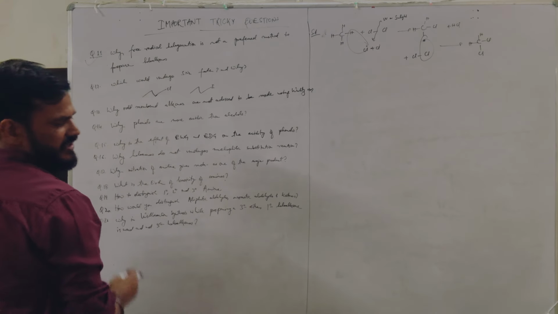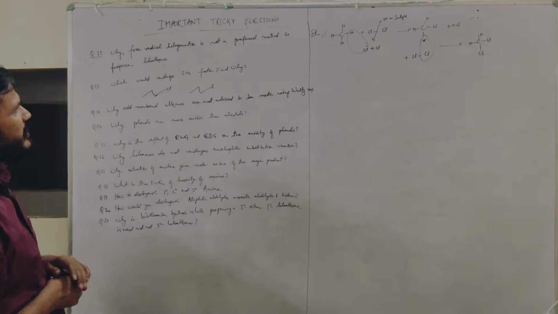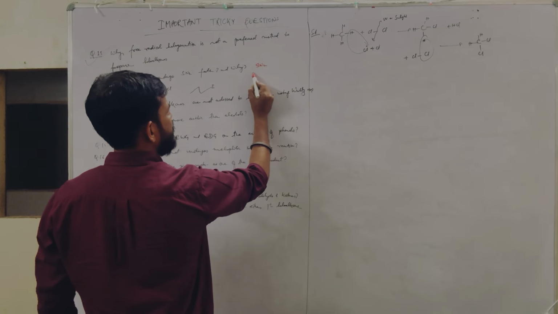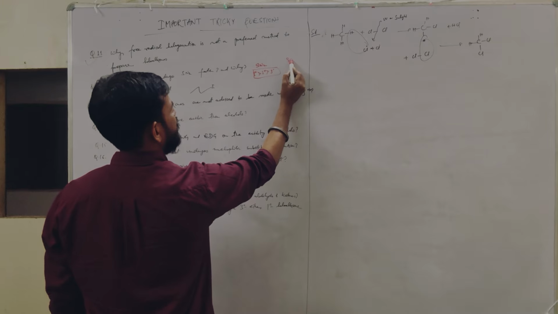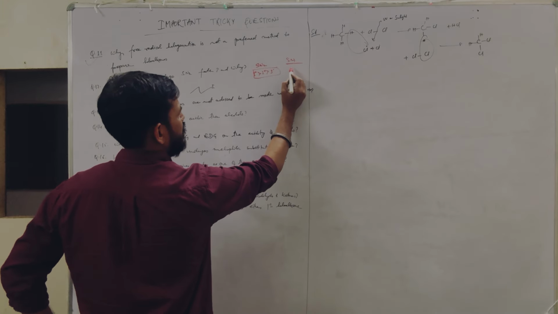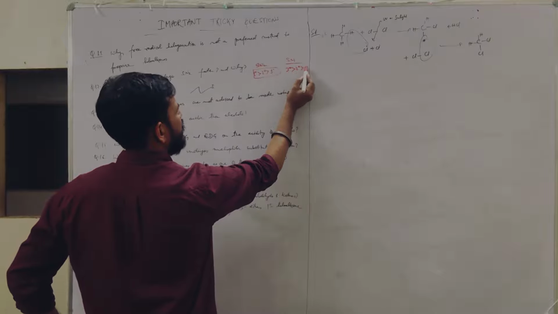Now we come to the next question. It is an extremely important question. Which one would undergo SN2 faster? The SN2 order of reactivity is 1 degree greater than 2 degree greater than 3 degree. And for SN1, it is by carbocation formation, so it is 3 degree, 2 degree, and 1 degree.